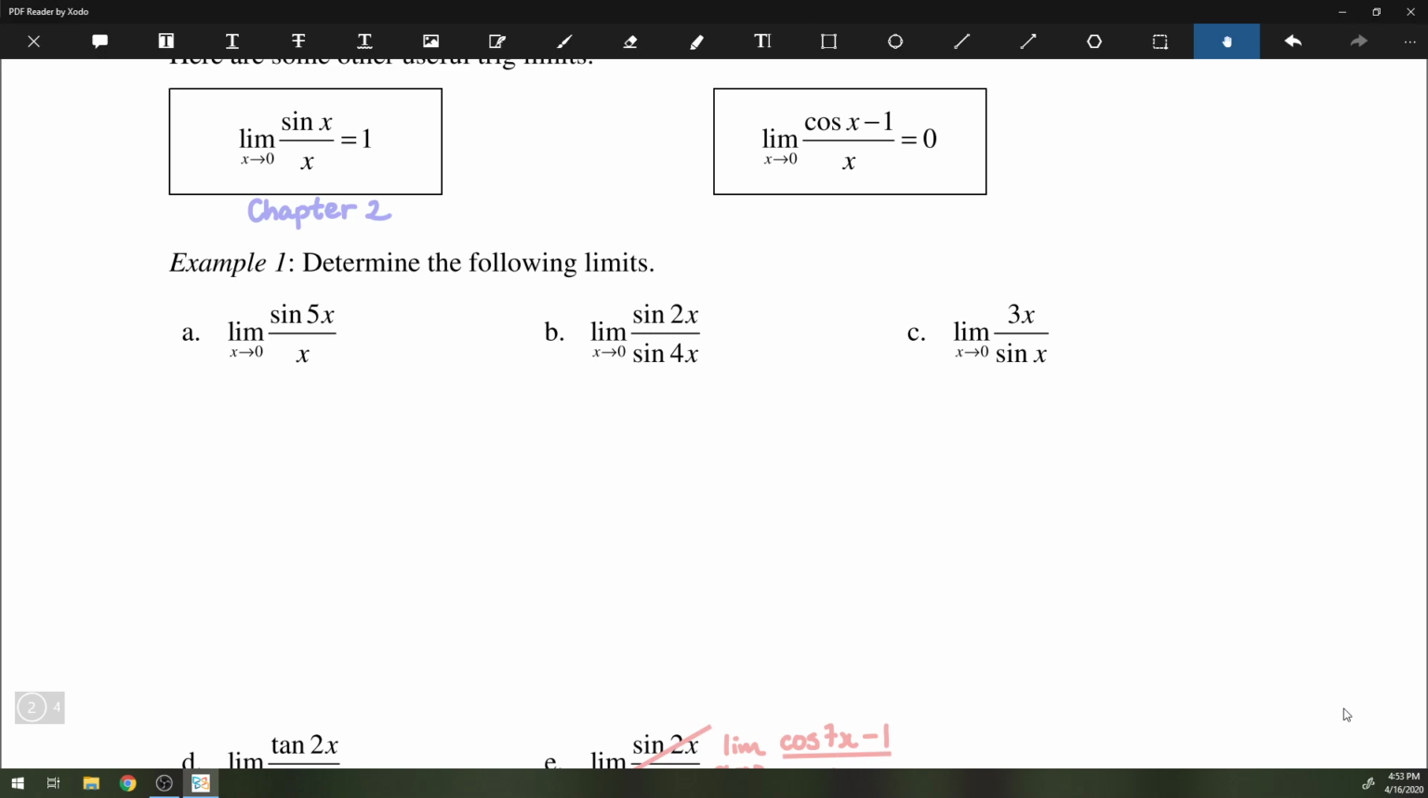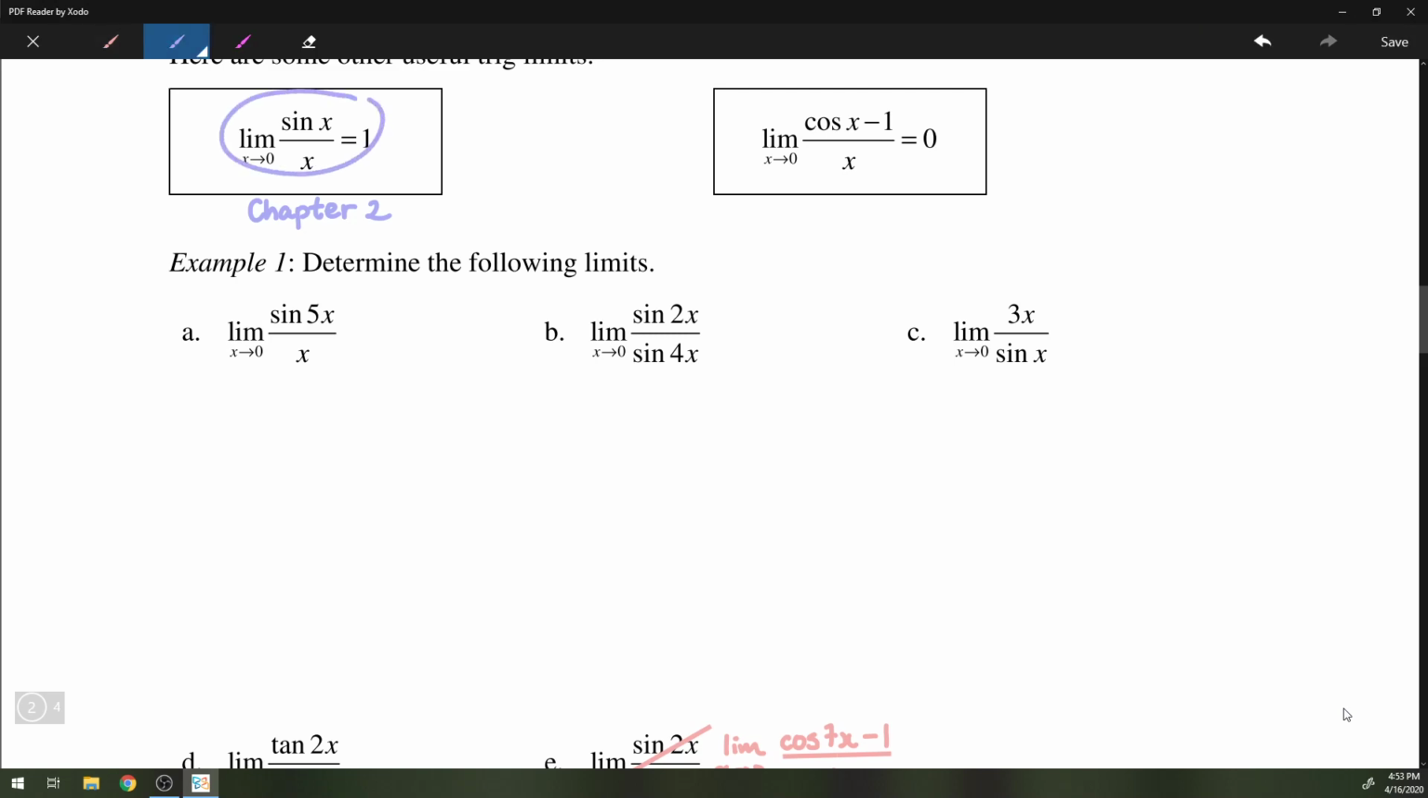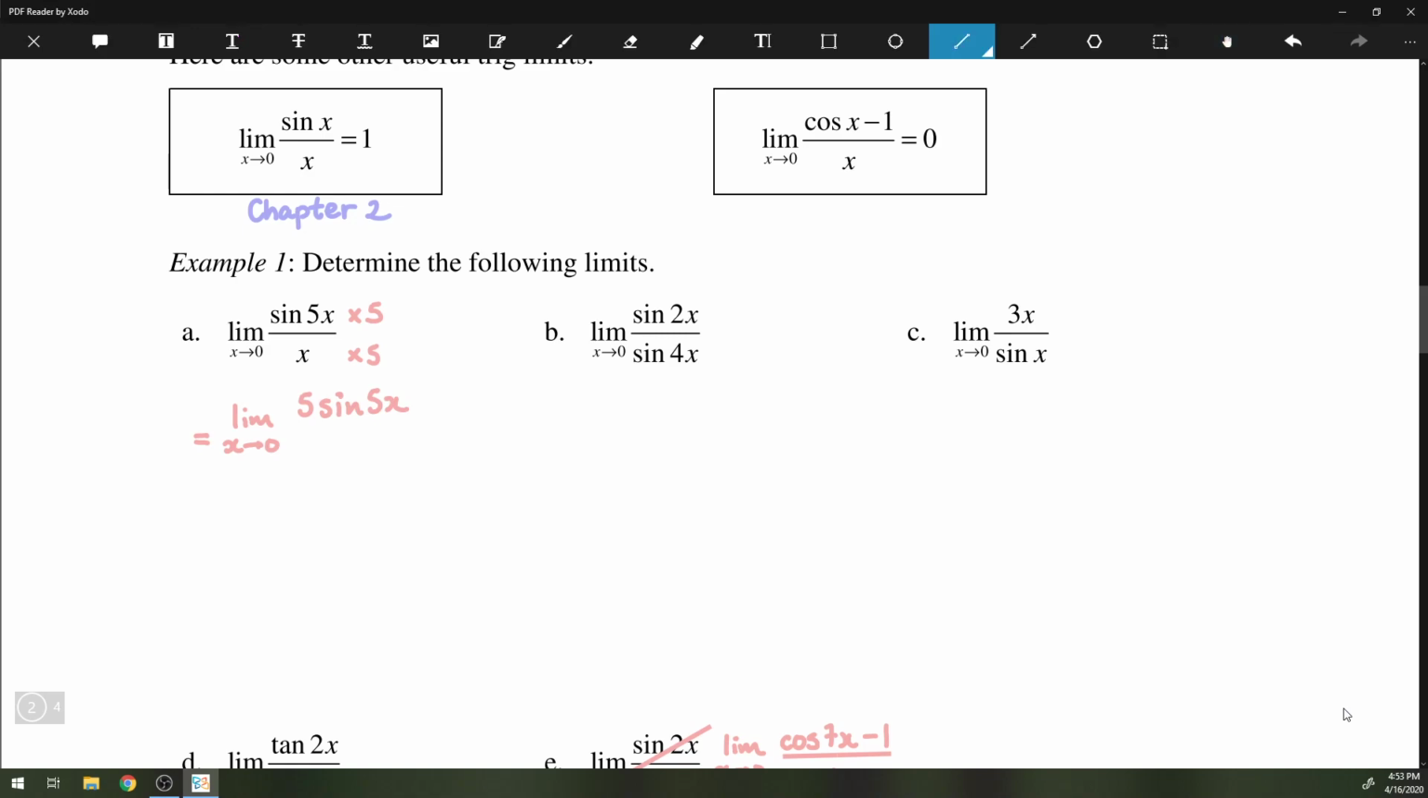Okay, so we're looking at some special limits here. We have the limit as x approaches 0 of sine 5x over x. Now you notice that we cannot apply the limit directly above because, of course, 5x and x are not the same. So what we're going to do is multiply both the numerator and denominator by 5. So of course, you can then rewrite this as the limit as x approaches 0 of 5 sine 5x over 5x.